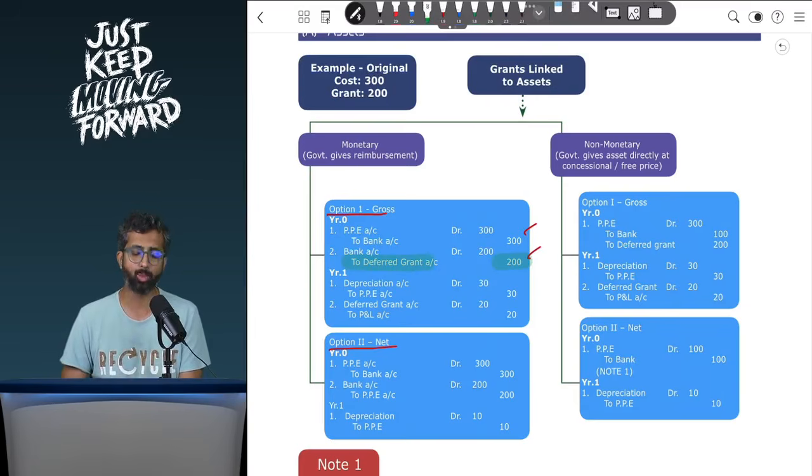Now, what will happen? Well, assuming the life of the asset is 10 years, the asset will be depreciated. So 300 divided by 10, depreciation each year would be 30 rupees. But at the same time, the grant is for the asset. If the asset is to be written off over 10 years, ideally the grant should also be amortized over 10 years.